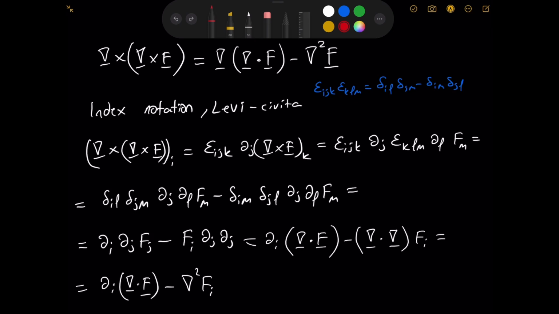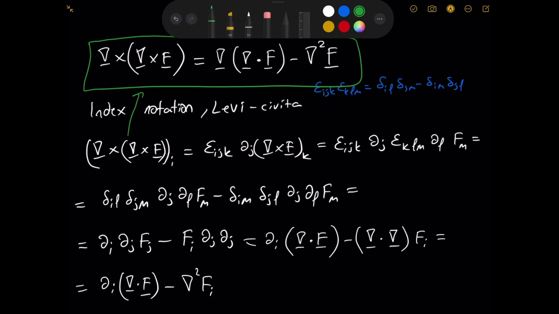So we have in fact proven that the identity that we started out with is correct, because we showed that any component of the left side equals the same component of the right side. What I mean is the ith component of the left side is equal to the ith component of the right side. So the two sides are equal to each other. Hence, this is a vector identity.